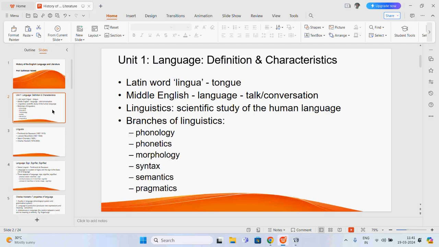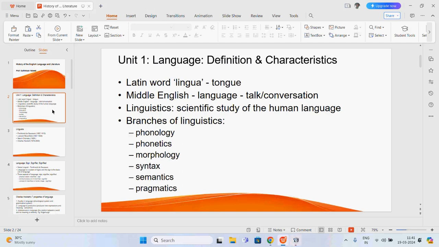Let us take up these units one by one. In Unit 1, which is titled Language, Definition and Characteristics, we deal with the basic outline to English language. The basic information is provided to you in Unit 1.